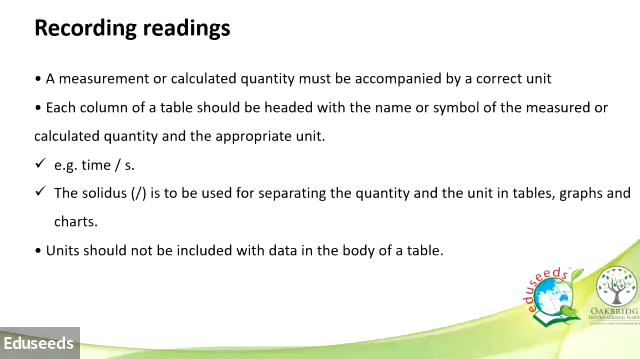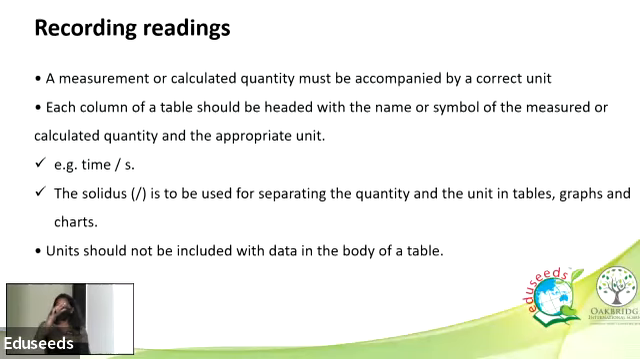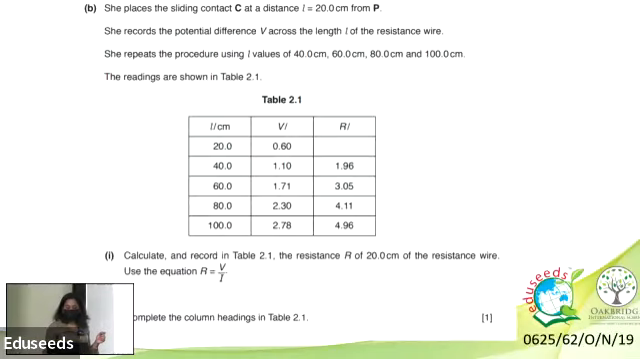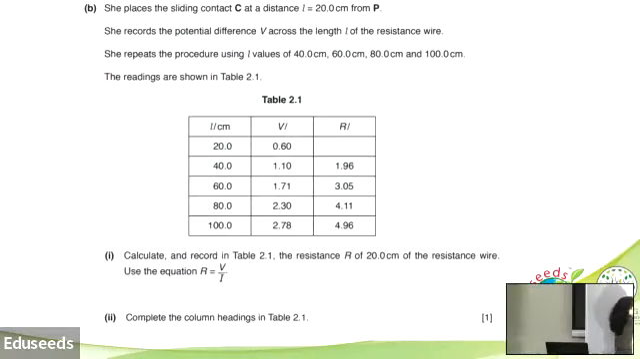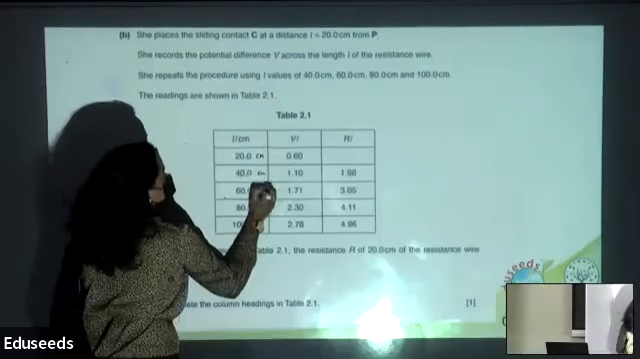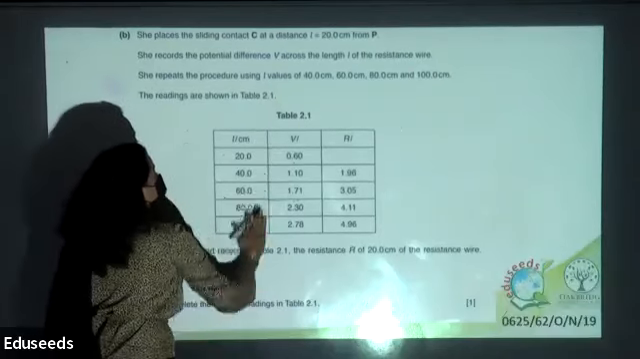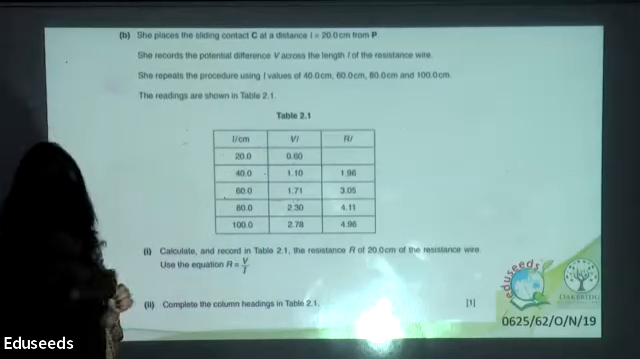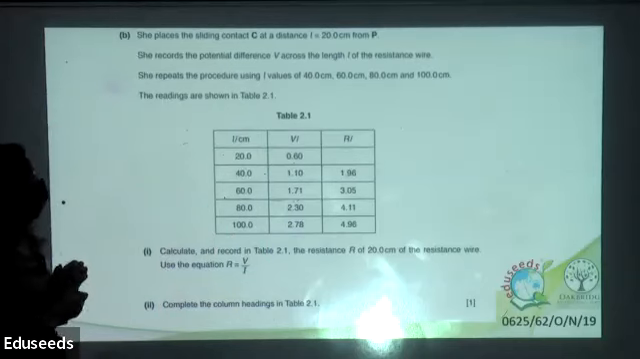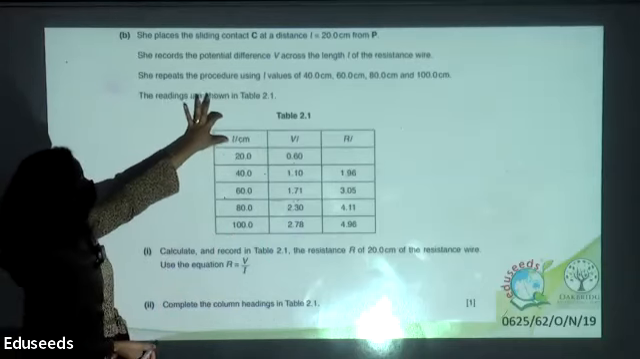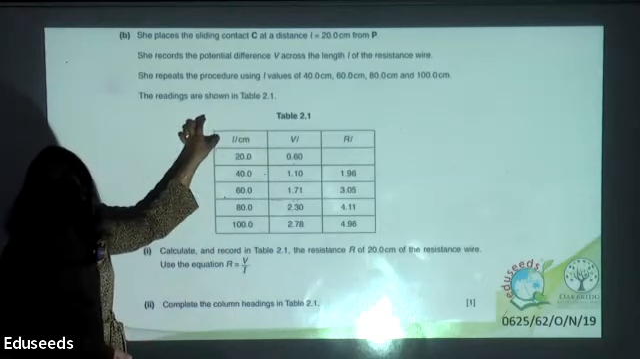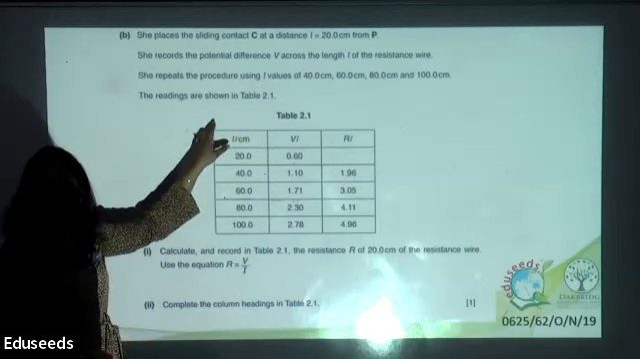When you do the table, do you include the unit in the body of the table? On top, which is the heading. When you put the values, I'll give you some example. You can see this example. You don't put the unit everywhere here, cm, cm, cm. No need. You just put the unit on the top, in the heading. Then you can make sure all the quantities have the unit.